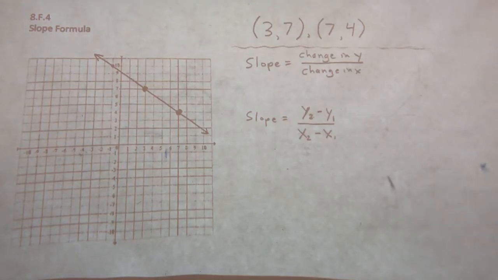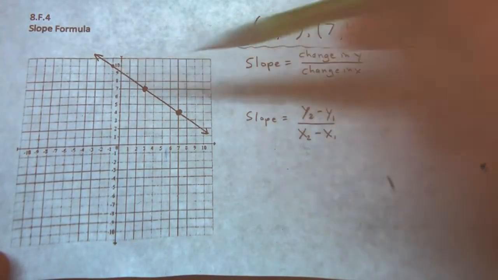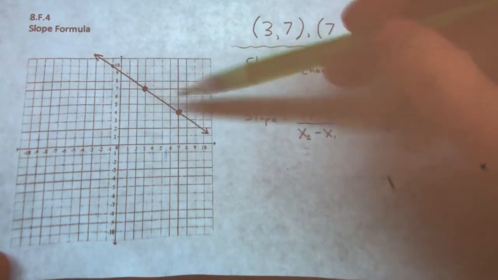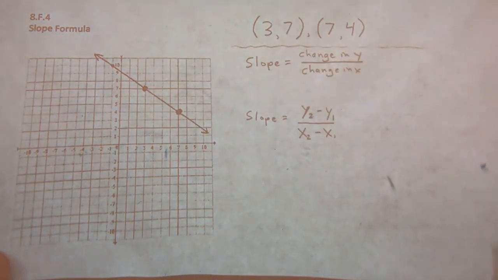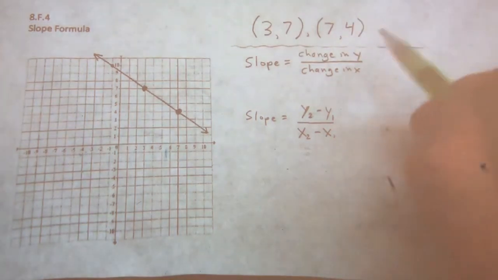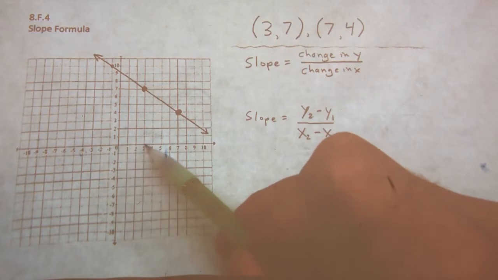So this video is going to be about finding the slope of a line, but using the slope formula. So here we have a line, and we have this just here for a reference. So we're just going to use these points, but we'll check our answer on the graph when we're finished. So here are 2 points, the point (3, 7), 3 to the right, 7 up.